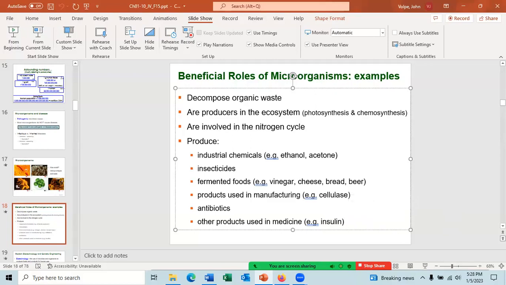Any question about any of that? By the way, the insulin comes from a human gene that was inserted into the microbe. I think it's usually inserted into bacteria.